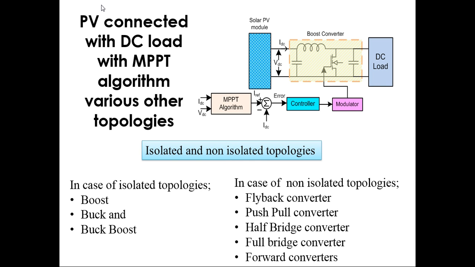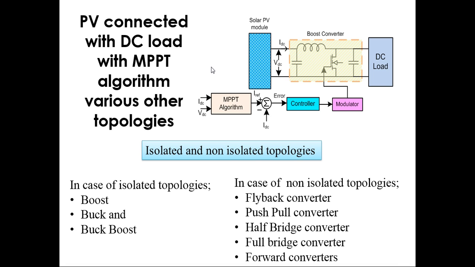Now, when the PV is connected with a DC load, over here we have tried to demonstrate the boost converter and buck converter topology. That is in the section of the isolated converters. People may also prefer to use the non-isolated topologies. The isolated topologies are the boost converter, buck converter, and the buck-boost converter. In the case of the non-isolated topologies, they are the flyback converter, push-pull converter, half bridge, full bridge, and the forward converters.